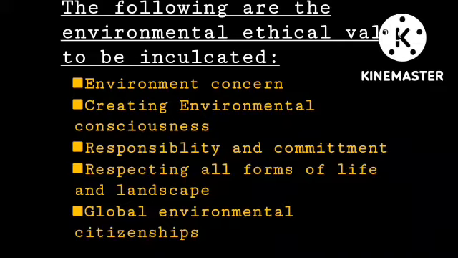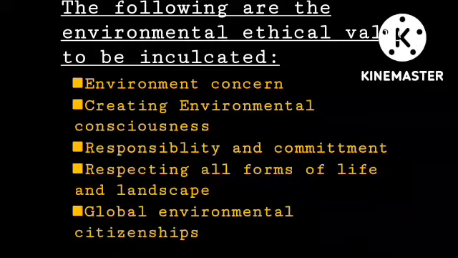Right. So there are some. The first one is environmental concern. We have to show some concern regarding the environment, because the environment is a beautiful gift of God, creating environmental consciousness among people. Another one is responsibility and commitment. We have to show certain responsibilities and commitments towards nature, right?